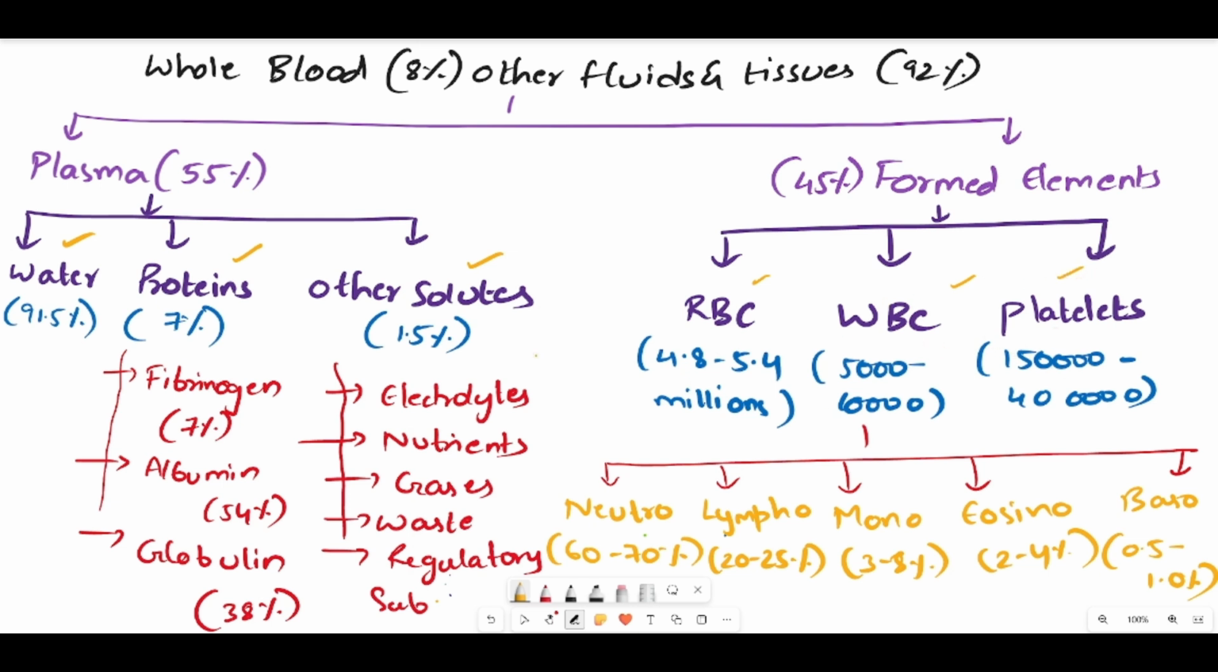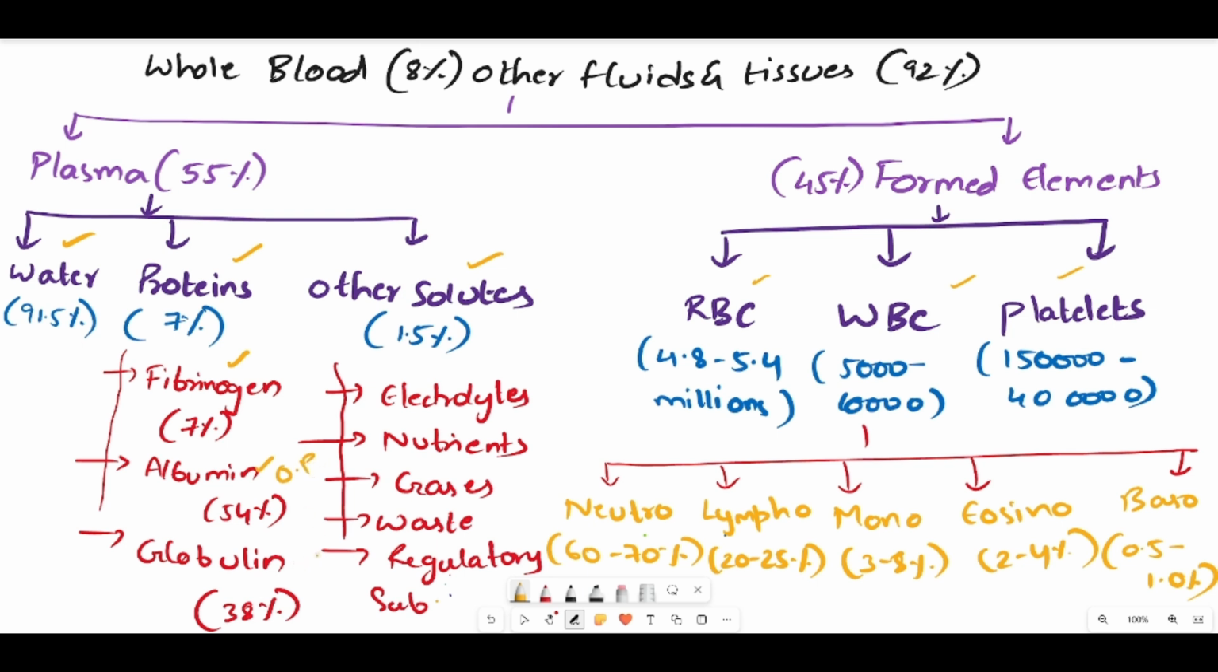Now try to note down the functions of each component. Coming to the proteins, we are having three different things in it. First one is fibrinogen. Fibrinogen is mainly 7% and it is useful for blood clotting because this is one of the clotting proteins. And second thing is albumin, which is 54% and this will be useful for maintaining the osmotic pressure.